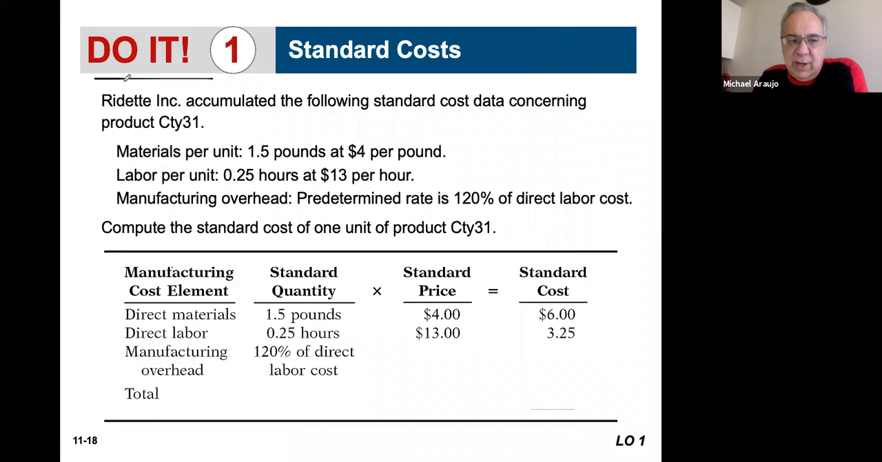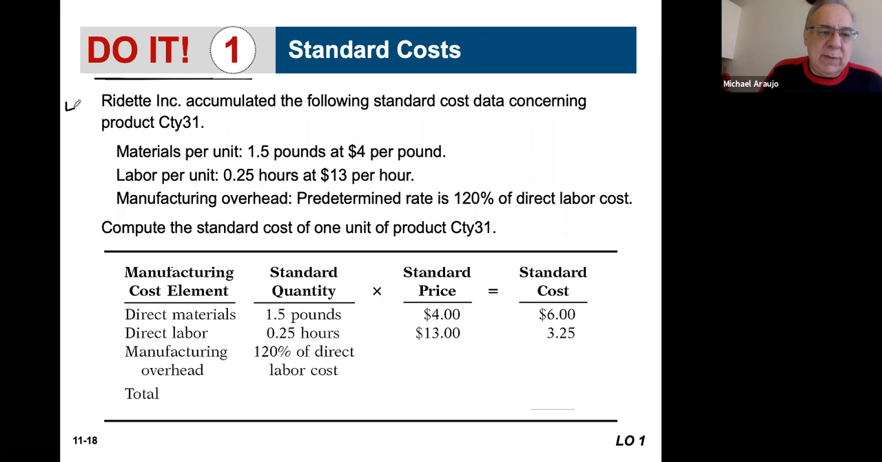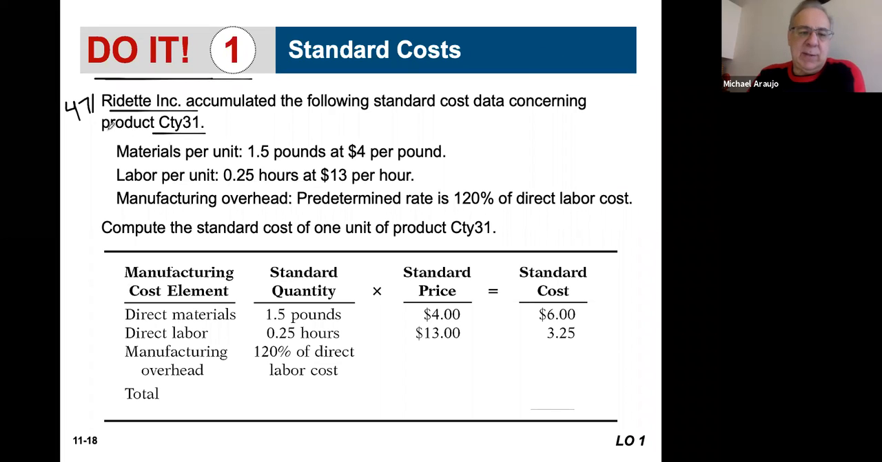And so your learning objective 1 basically ends with this. It's just a matter of, can you understand how to calculate the standard costs? So here they have an example for you. If you have your book and want to look at this, this is the top of page 471. So if you're on page 471, you will see Reddit Incorporated. They have the following standard cost data concerning their product CTY 31. So that's the product number.